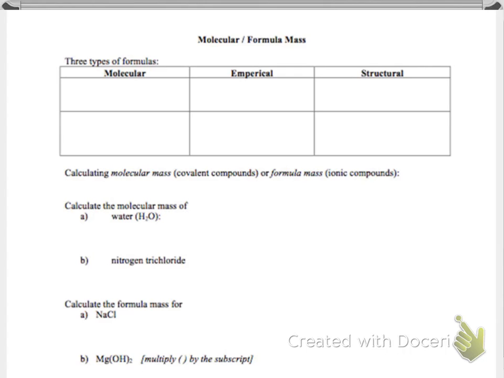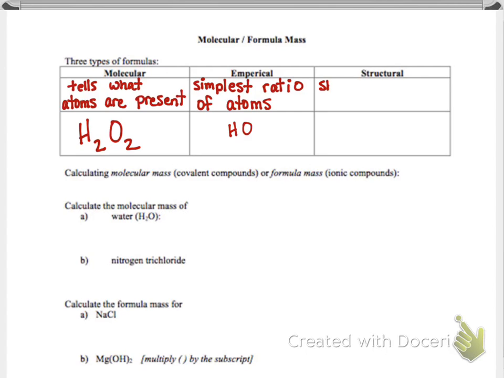The first one is the molecular formula, which tells what atoms are present and in what ratios. The next is the empirical formula, which tells us the simplest ratio of atoms. And this is usually the one that we use because remember that ionic compounds are always going to be the empirical formula. So for H2O2, because this is all the atoms present, the simplest ratio is HO, and that's the empirical formula. The structural formula shows how all the atoms are connected together.